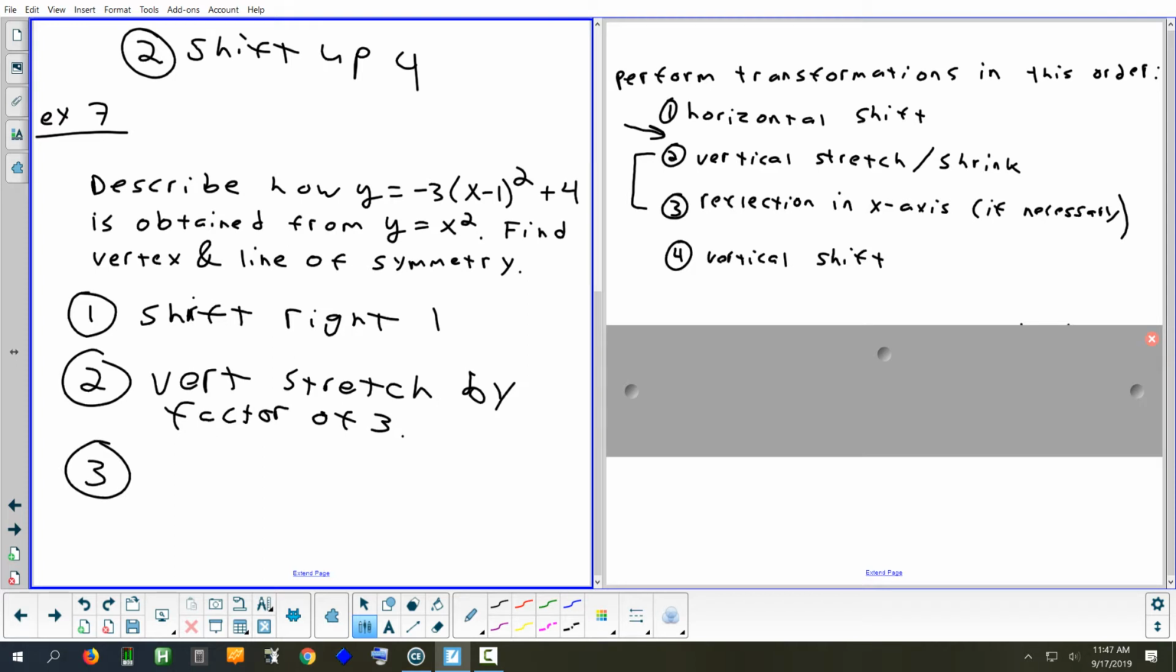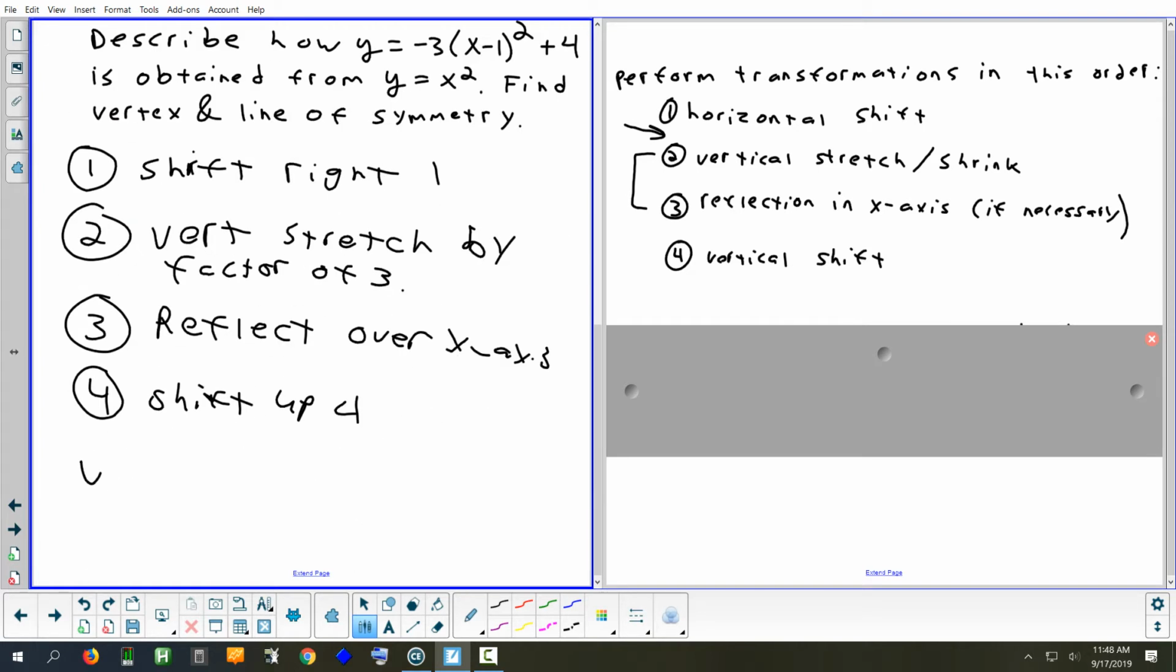How about the third thing? It's going to shift 4. That's going to be the last thing. So we are going to shift up 4. But that'll be the very last one we do. Reflection? How? Because there's a negative. How is it going to reflect? Elias? Reflect over the x-axis.